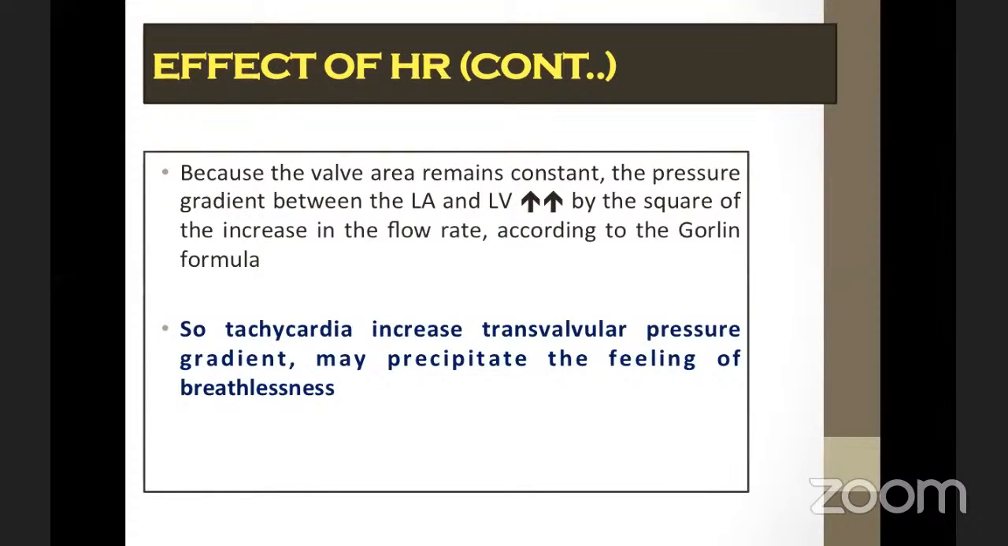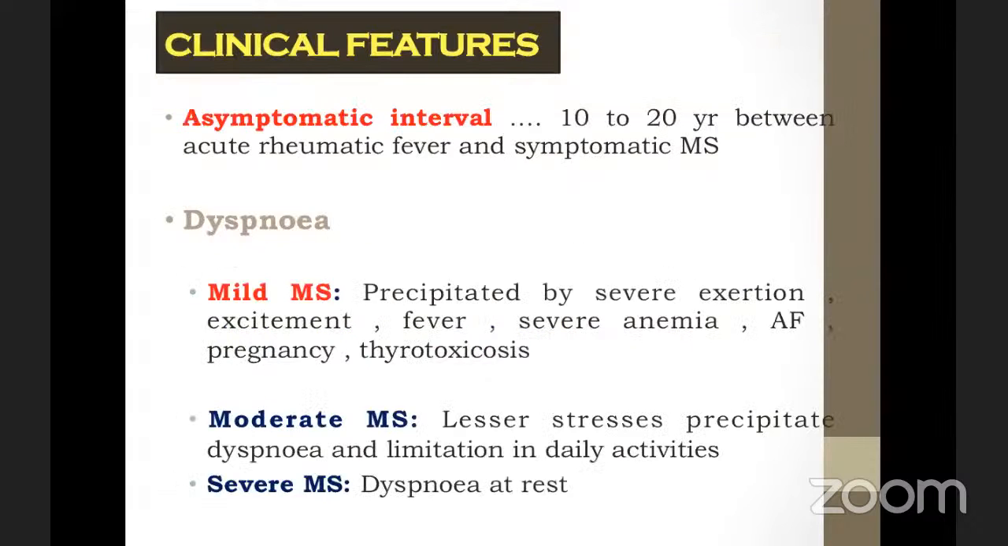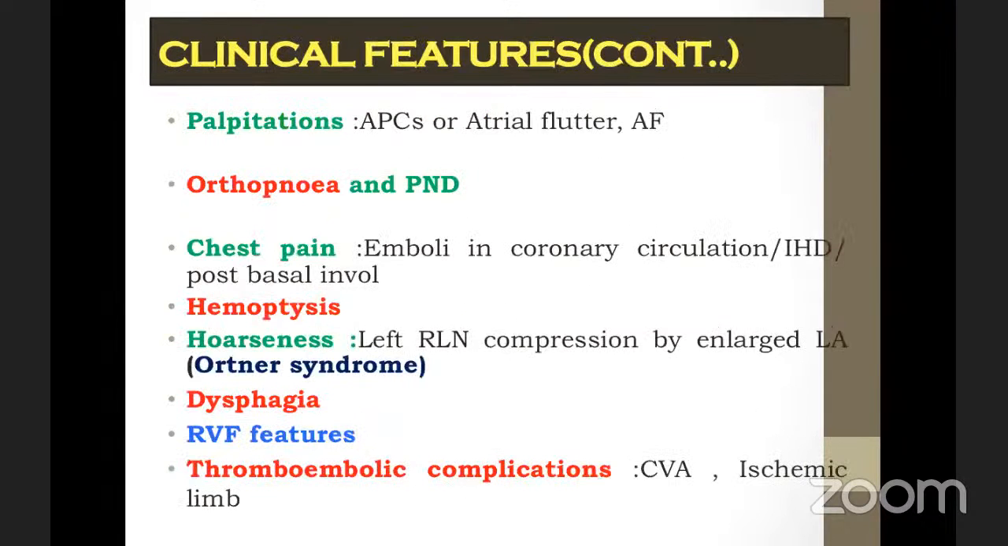Most of the time, the patient does not have any symptom for 10 to 20 years between the acute rheumatic fever and the symptomatic MS. So again the symptoms depend upon the grade of the disease. Dyspnea, palpitation, orthopnea, chest pain, hemoptysis, these are the common symptoms.